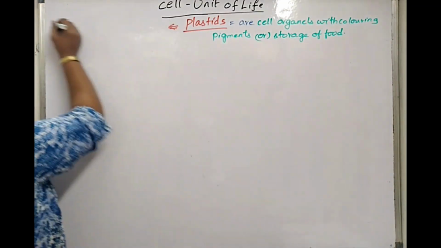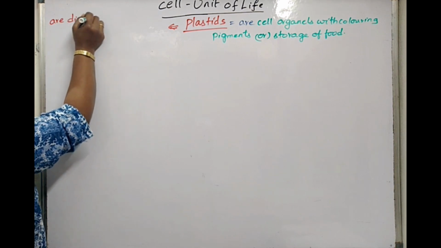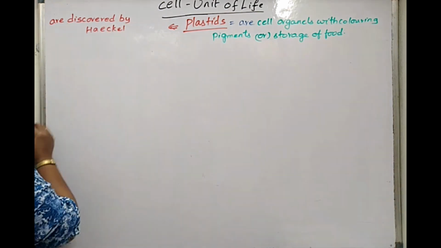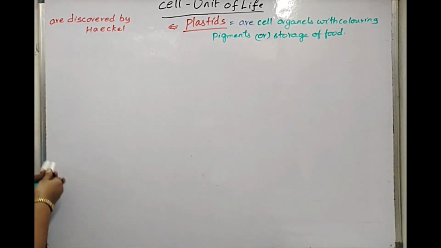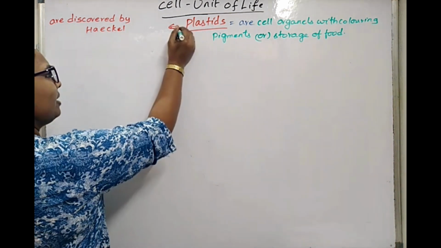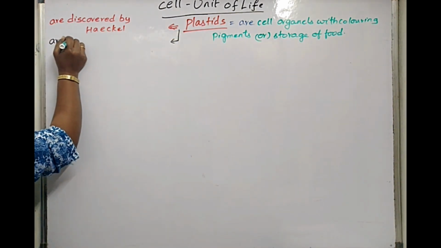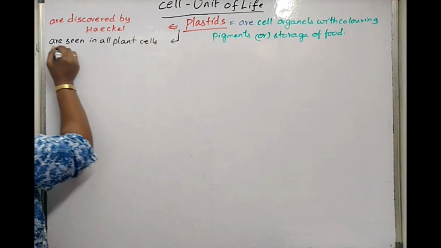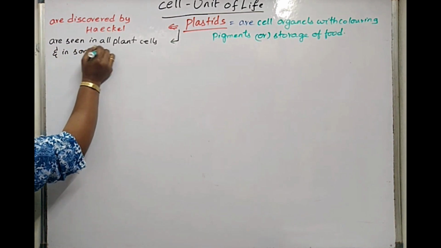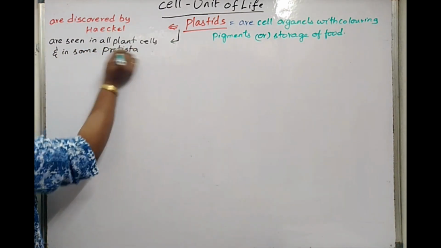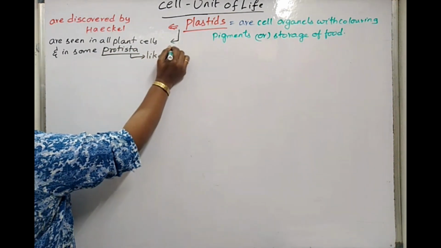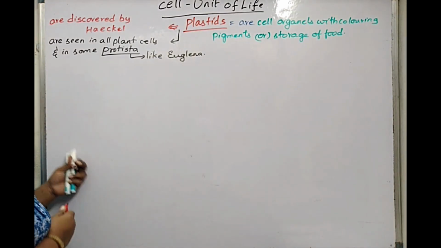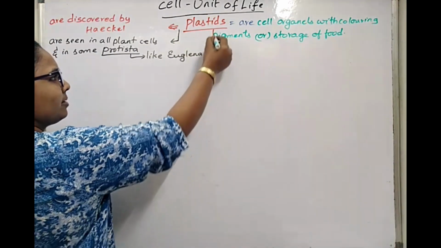Plastids were discovered by Haeckel. Plastids are seen in all plants and some protista like Euglena. Plastids are of different types like leucoplasts and chromoplasts.